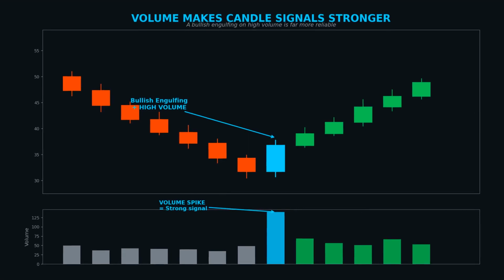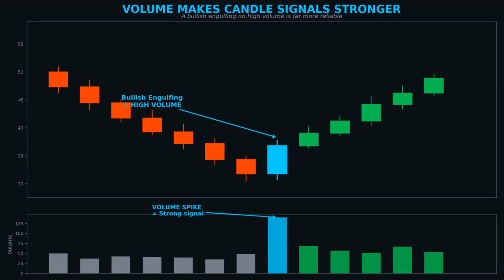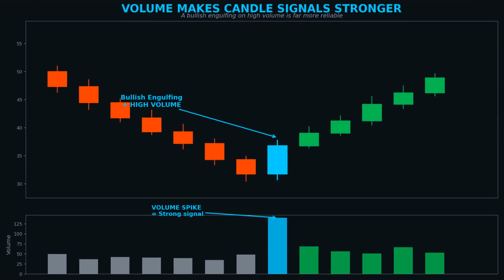Let me give you a practical rule of thumb for gauging volume. Add a 20-period simple moving average to your volume panel. Most charting platforms, TradingView included, let you do this in about 3 clicks. Once that line is on your chart, your volume reading becomes almost automatic. If the current volume bar is above the average line, there is above average interest. The more it towers over the line, the more significant. 2 times average is noteworthy. 3 times average is an event.